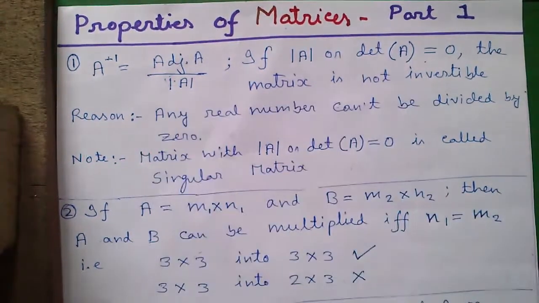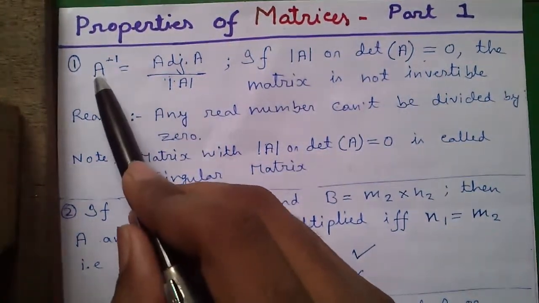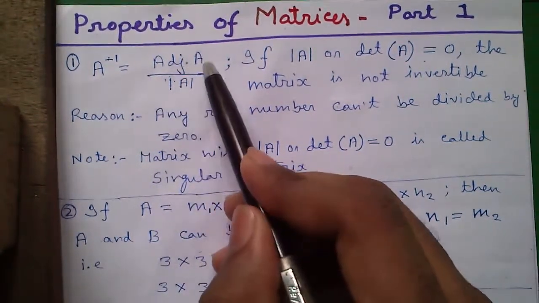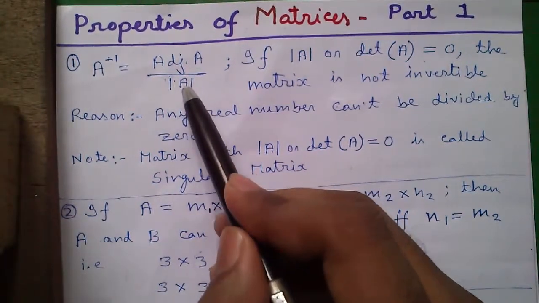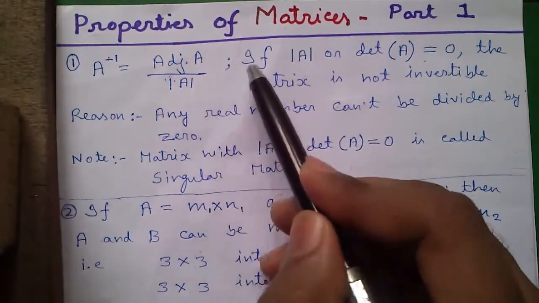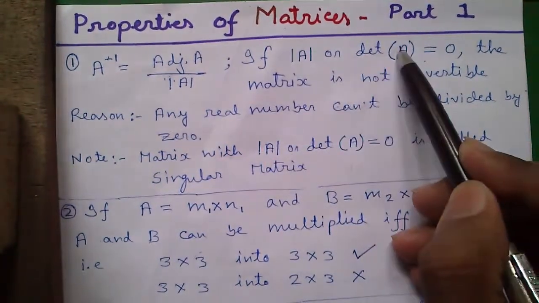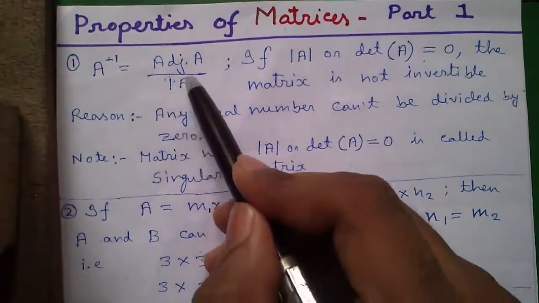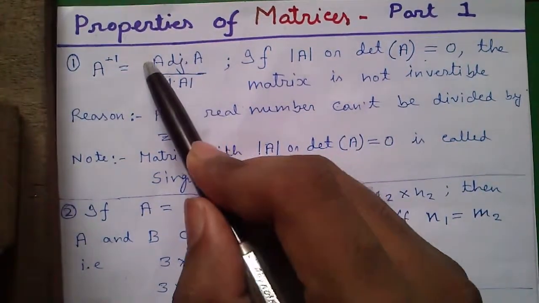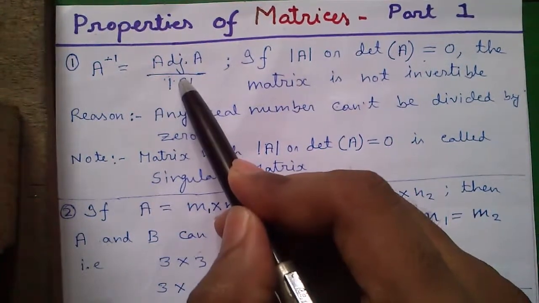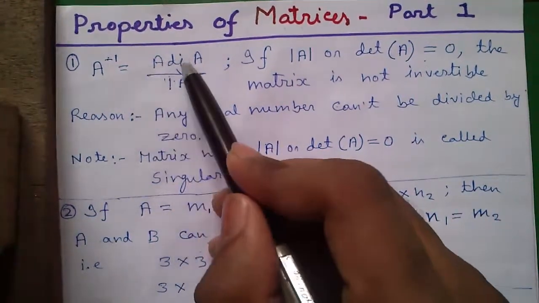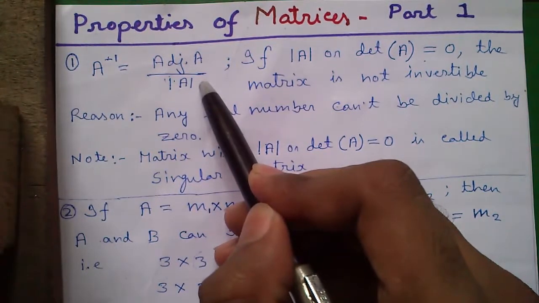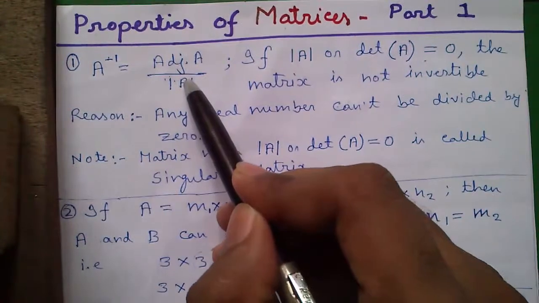So let's start. Our first property is, we know A inverse or inverse of matrix A is given by adjoint A divided by mod A or determinant of A. So if determinant of A or mod A equals to 0, the matrix is not invertible. Reason? If this number equals to 0, we can't divide any real number by 0. That is why if it's 0, the matrix is not invertible. No matter by which method you find the inverse, it will not be invertible.